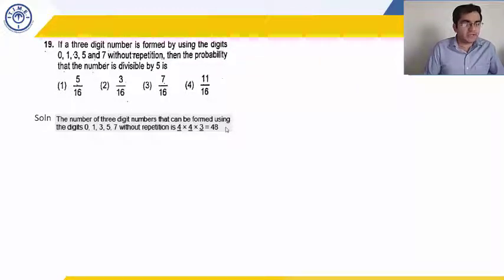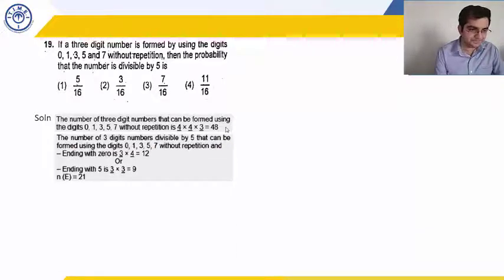Okay, the number of possible 3-digit numbers is 48. Now we need to see how many of these 48 are divisible by 5. For a number to be divisible by 5, what should be the last digit? The last digit can be 0 or it can be 5. So let's see.